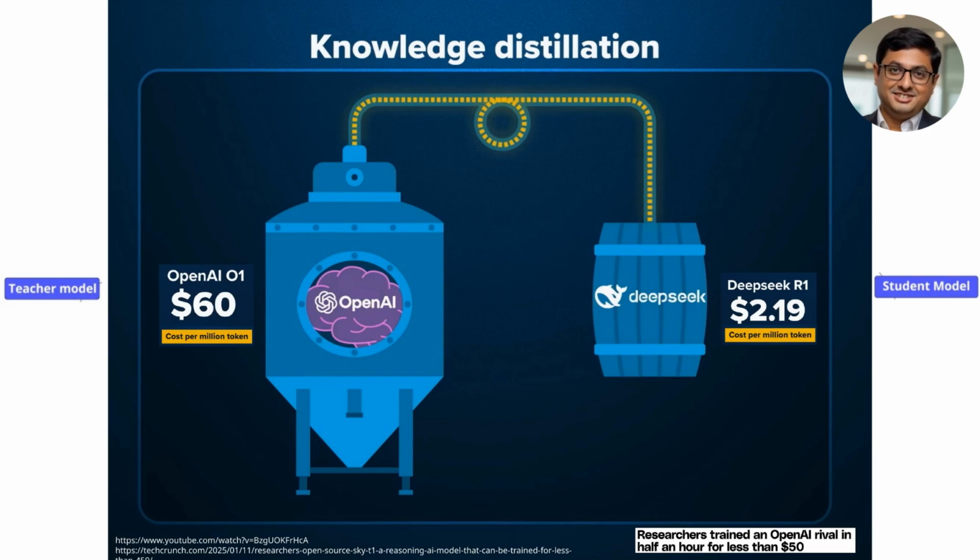Knowledge distillation, the process used here, has existed for over a decade. However, it gained widespread attention when DeepSeek released a reasoning model whose performance was nearly comparable to OpenAI's, but at a fraction of the cost. This demonstrates how knowledge distillation can drive efficiency without significantly sacrificing model capability.